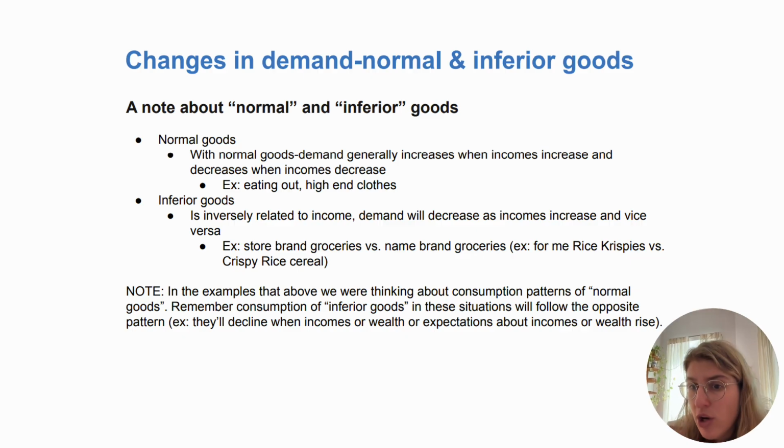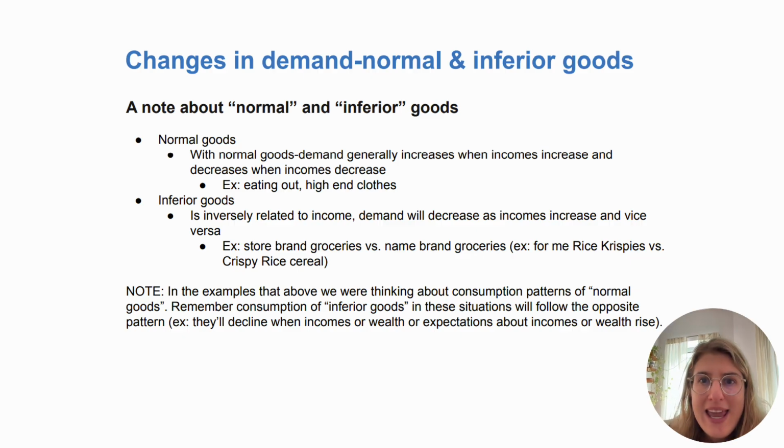But with inferior goods, it's the opposite, right? Demand for them actually goes down as income rises. A classic example is store brand groceries versus name brand groceries, right? If someone gets a raise, they may switch from buying crispy rice to Rice Krispies. But if their income drops, they might go back to crispy rice, which is the cheaper brand, right? So crispy rice in this case is the inferior good, and Rice Krispies is actually the normal good.